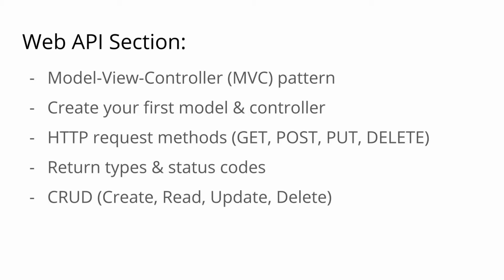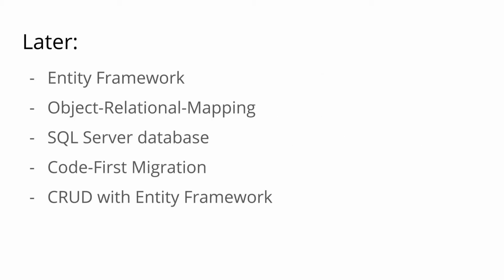Then we dive deep into the Web API. You learn about the model view controller pattern and create your first model and controller by yourself. We will talk about HTTP request methods, proper return types and status codes, and implement all CRUD operations, meaning create, read, update, and delete. In the subsequent section, we will do the same with Entity Framework, only this time your changes will be saved persistently in the SQL Server database. Alright, let's start by downloading and installing all the necessary tools.